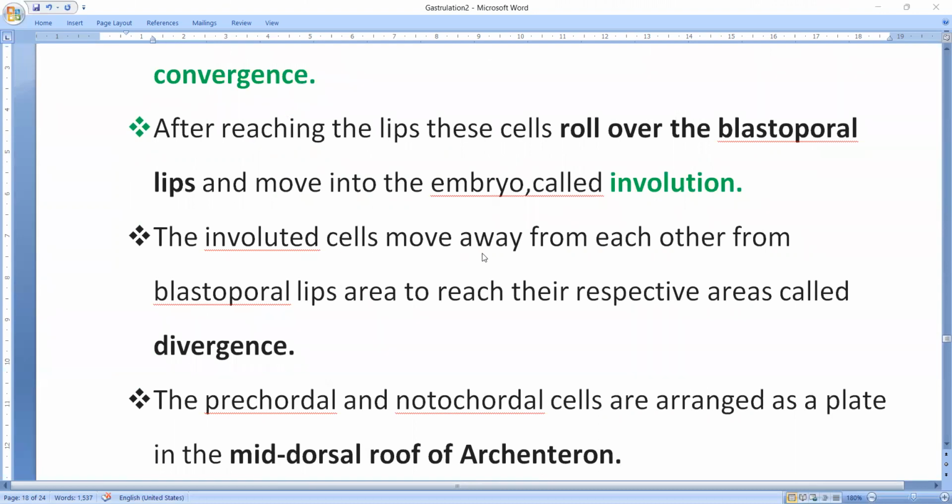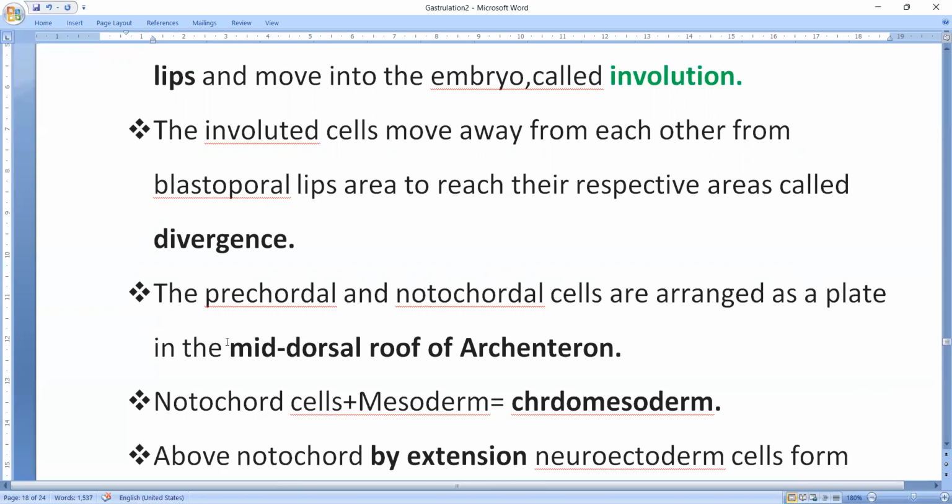The involuted cells move away from each other from the blastoporal lips area to reach their respective areas, called divergence. After going inside, they go to their respective positions. Since they move away from one another, we call it divergence. The precaudal and notochordal cells are arranged as a plate in the mid-dorsal roof of the archenteron.